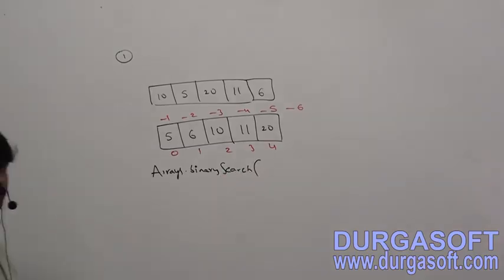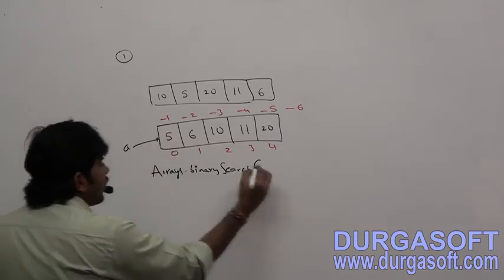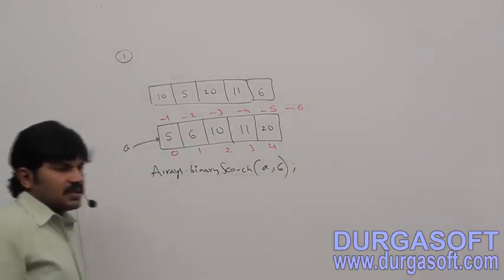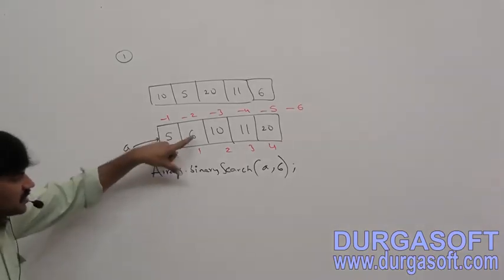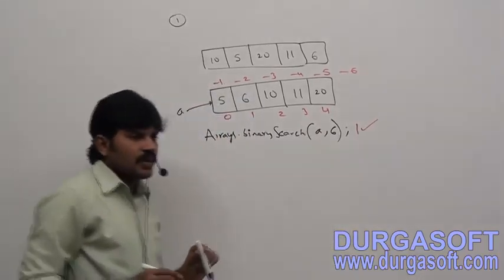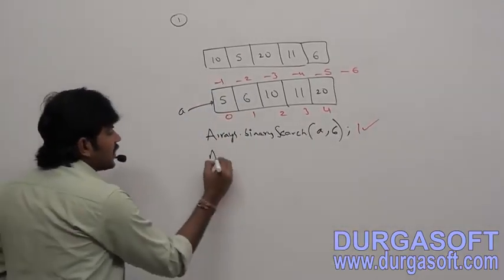What is the first one? Can you spell out? In this array, can you please search for what? 6. In this array, search for 6. Can you tell whether 6 is available or not? Yes. That's why, what is the answer? 1. Okay, next, what is the second one?